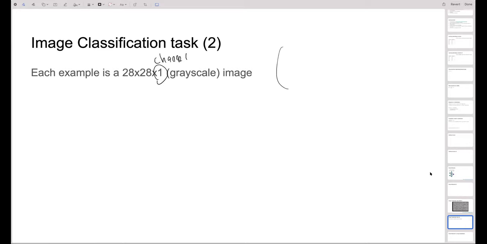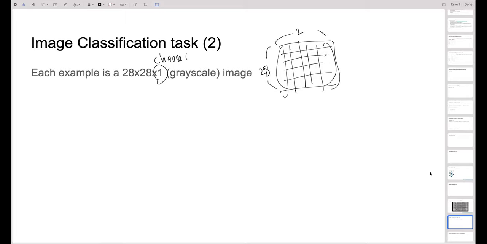So this means the size is 28 pixels height, 28 pixels width, and each pixel is just a value between 0 and 1 for now. It also depends on the format of the image. In some formats you will have a 0 to 255 integer, which is basically an 8-bit number, so you use int8 to encode that. But if you translate that into a number between 0 and 1, then it will be a float number, and instead of int8 you will use float16 or float32 to encode it. For now, let's assume that this is 0 to 1.